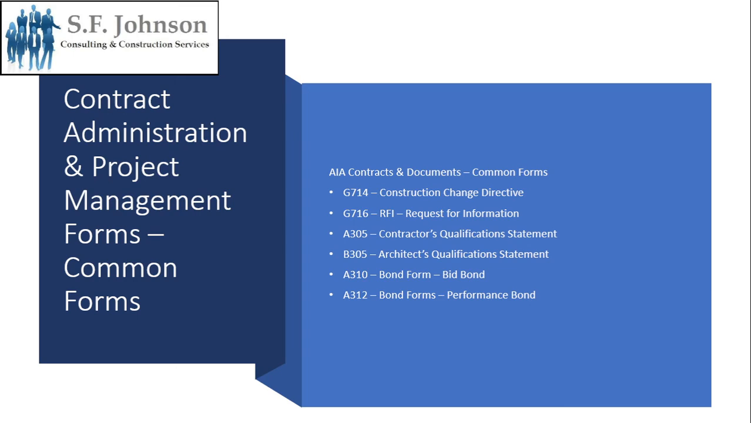And some common forms within the set: AIA contracts and documents, common forms. G714, construction change directive. And that's used in place of a change order. Change orders are used when all parties agree and they all sign. But sometimes you don't have time for that, or the owner just says, I just want you to do it. I don't care if you agree, we'll hash out everything later. Well, that's when a construction change directive form is used, and the information is submitted using that form.